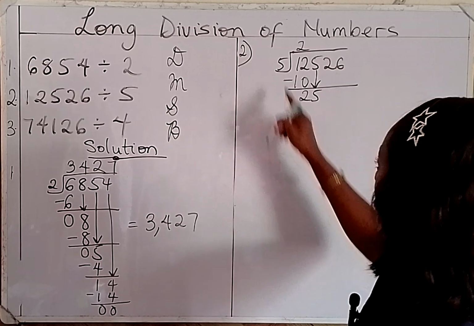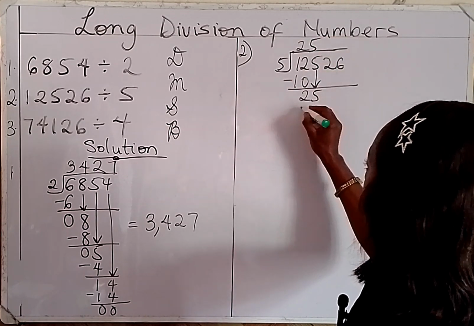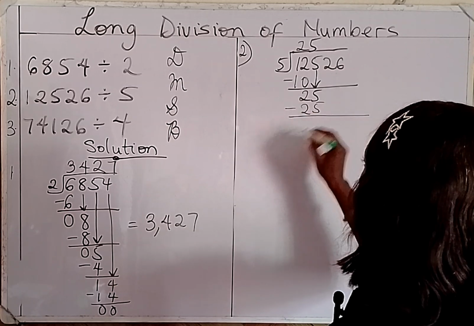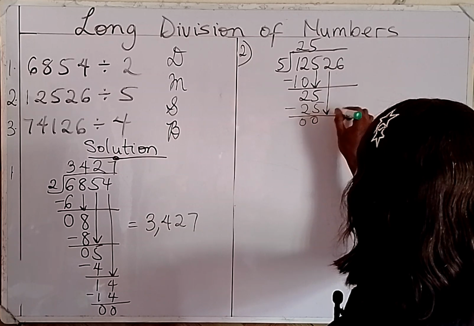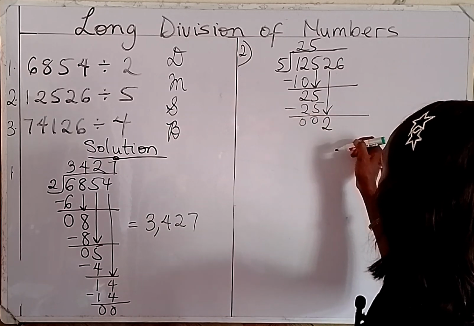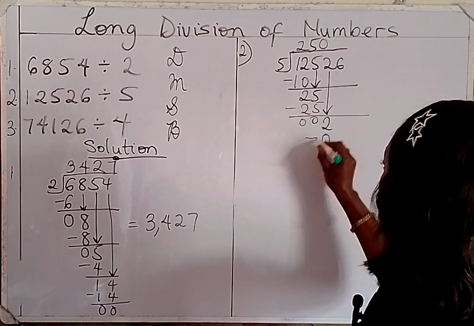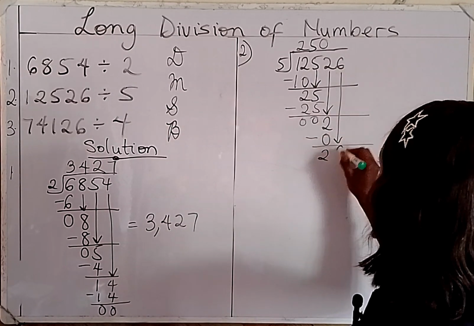5. 5 in 25 is 5. 5 times 5, 25. Then we take away. We have 0, 0. And then we'll bring down what? 2. 5 in 2, impossible. You put a 0. 5 times 0 is 0. We take away. We have 2. And then we'll bring down 6.